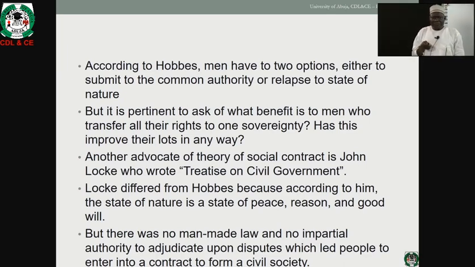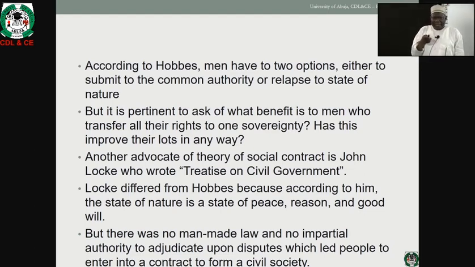But it is pertinent to ask of what benefit it is to men who transfer all their rights to one sovereignty. Has this improved their lot in any way? This is subject to a lot of debate, a lot of research. We have two views. Some people say the theory of social contract is not taking care of the interests of citizens. Like in Nigeria now, in spite of the existence of government, people are being attacked, and people's life and property are being taken away with impunity. And so people begin to question, what is the rationale behind the supposed contract between the state and the people? The state is expected, by the provision of the Constitution, to protect life and property.